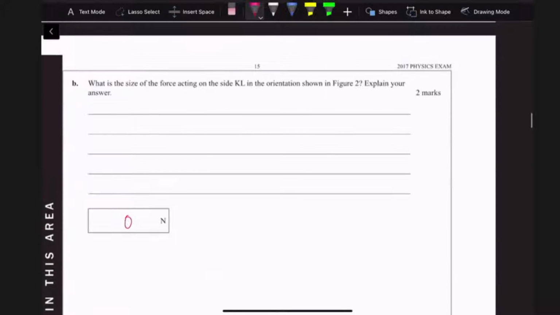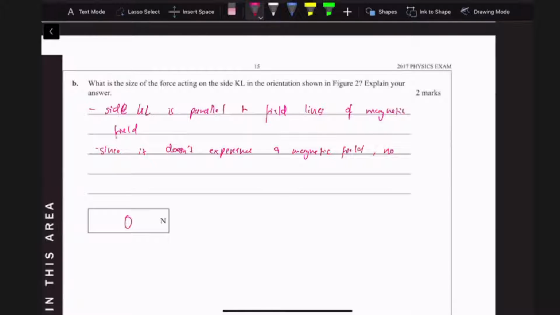And then you have to explain. So you would say side KL is parallel to field lines. I think they also accepted flux, so either way is right, of the magnetic field. So since it doesn't experience magnetic field, no force acts on it.